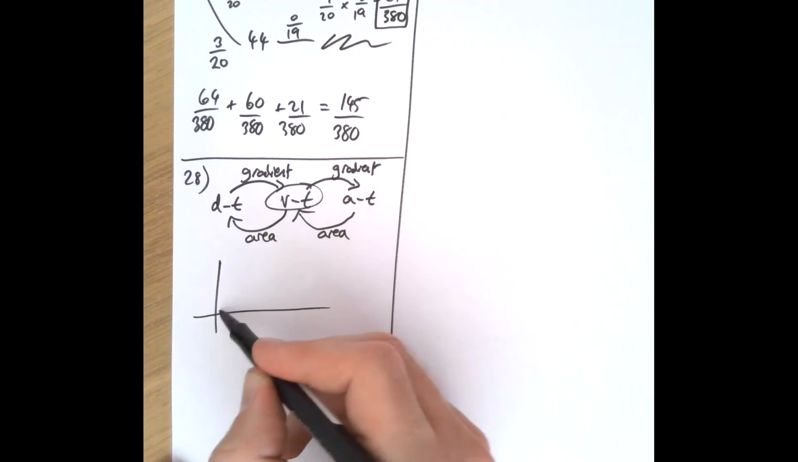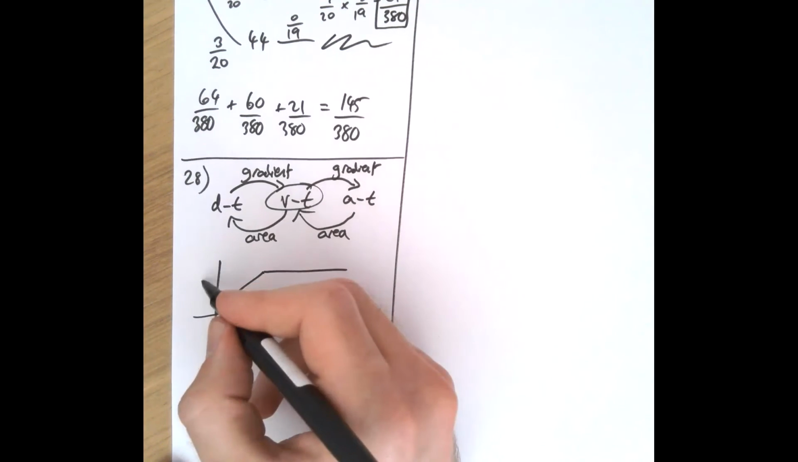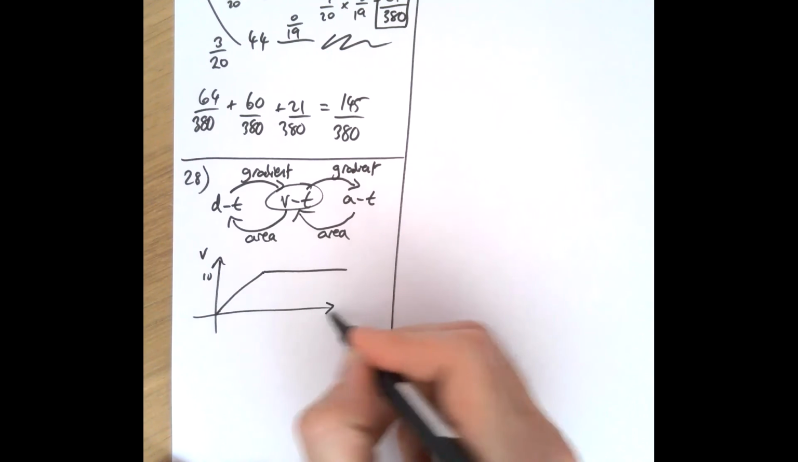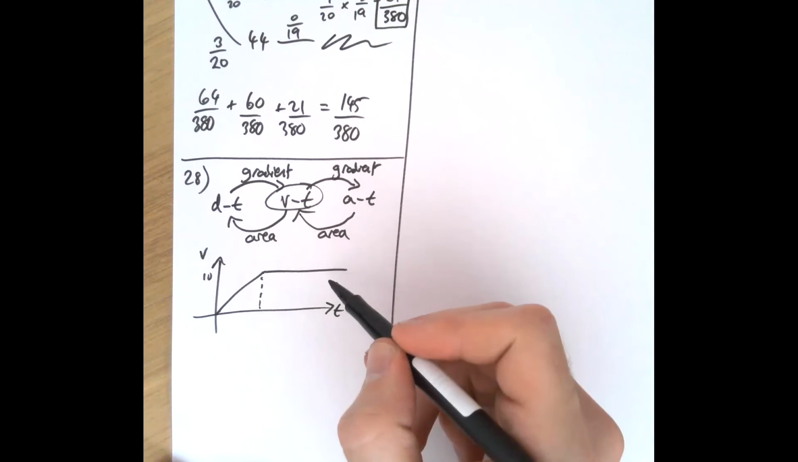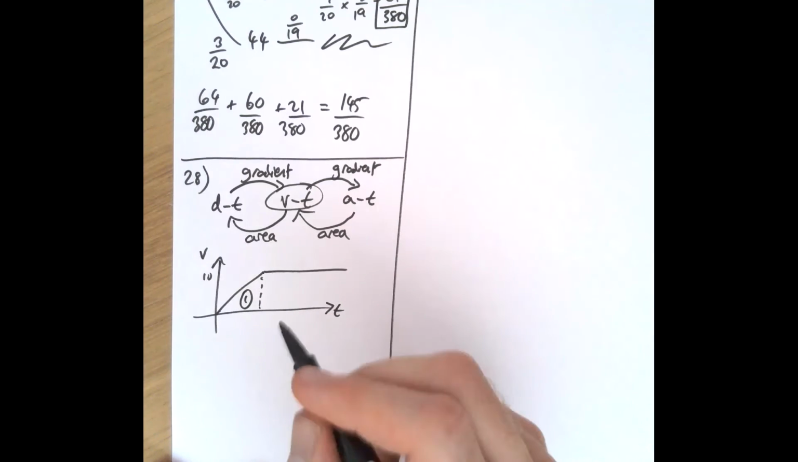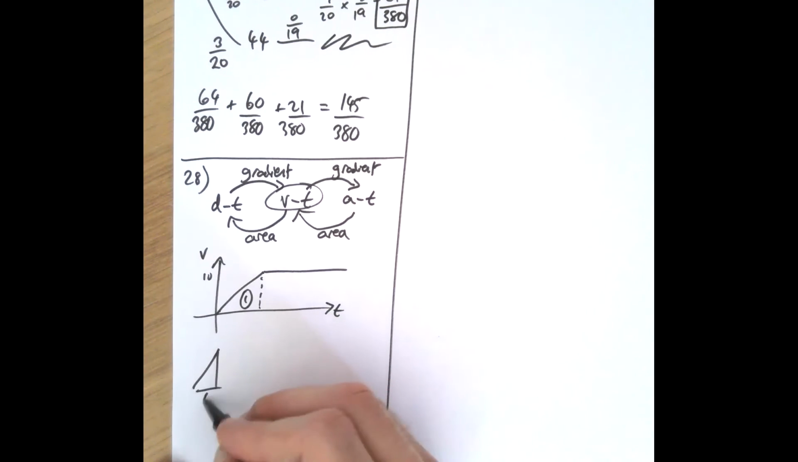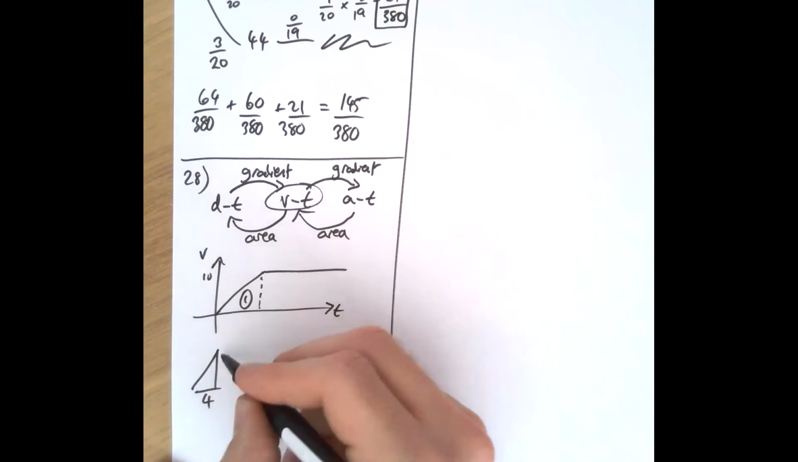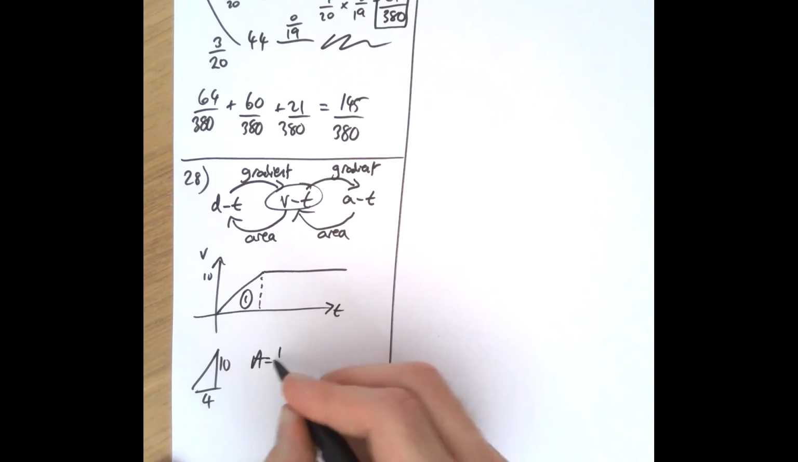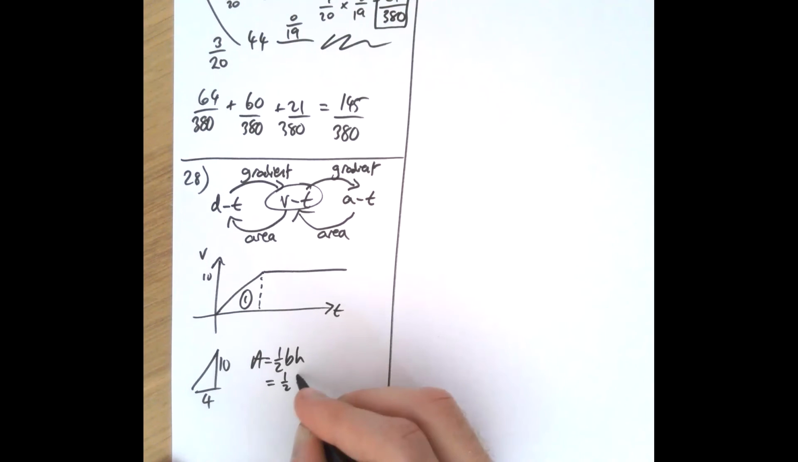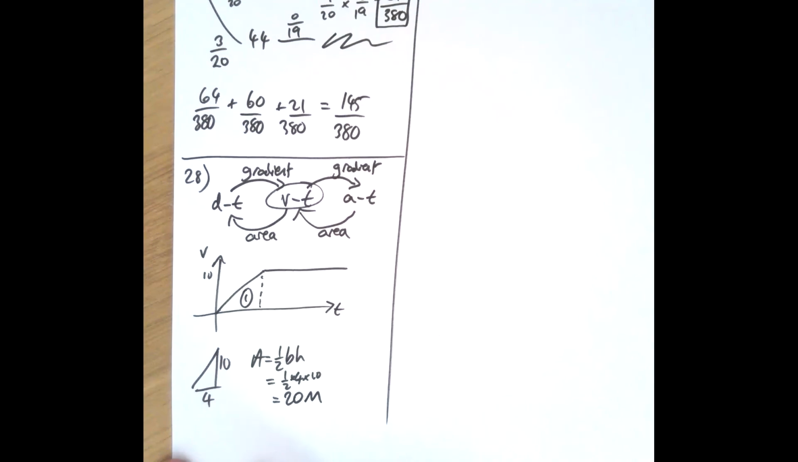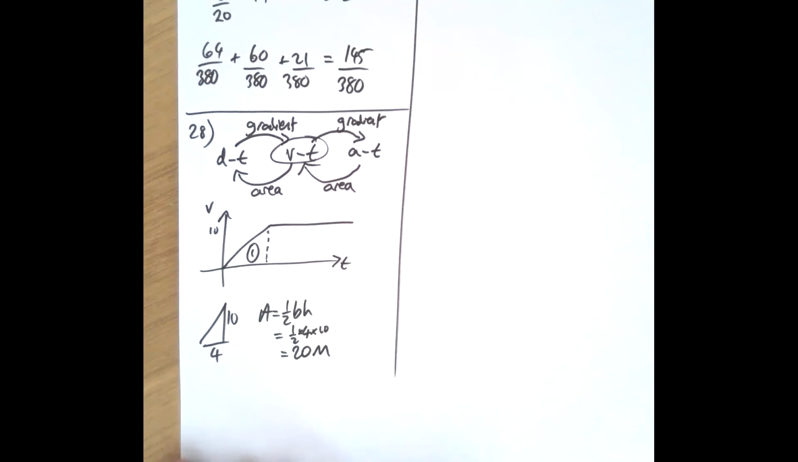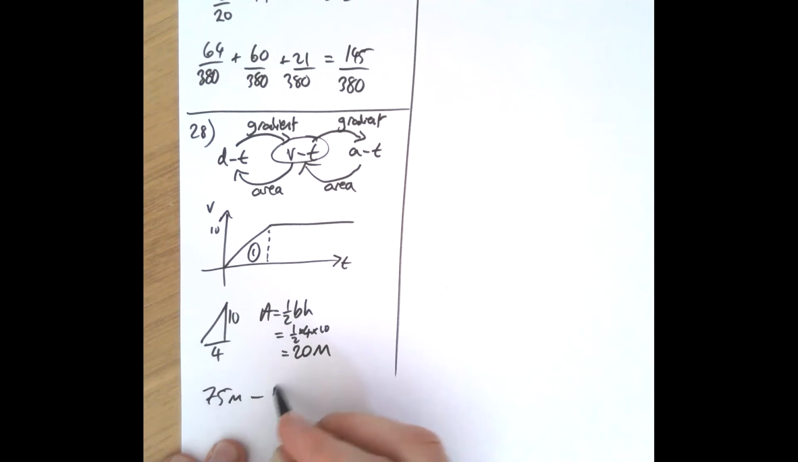So our shape looks something like this. And we go up to 10 here, so that's our velocity, and then that's our time. You should see that we've got a triangle and then a rectangle. Let's start by working out the area of the triangle. It's 4 wide and it goes up to 10. The area of a triangle is half times the base times the height. Half of 4 times 10 is going to be 20 meters. That's fine, but we want to go a distance of 75 meters. So 75 meters subtract 20 meters is 55 meters.